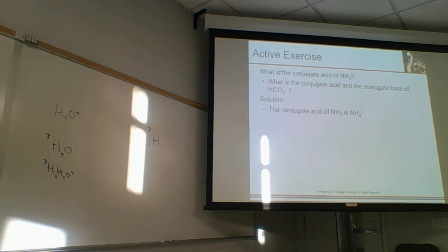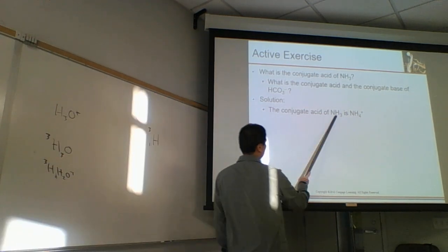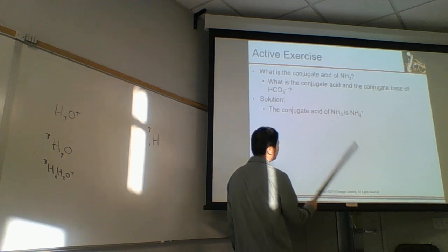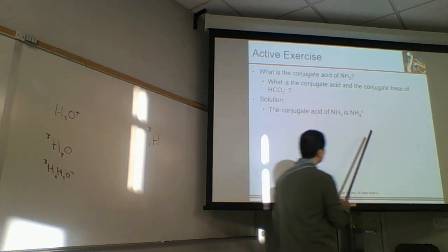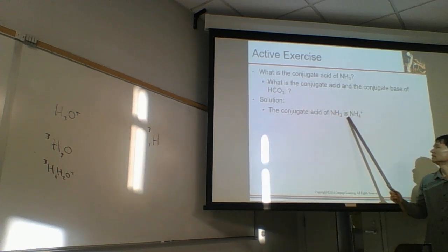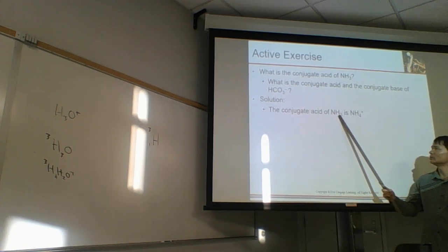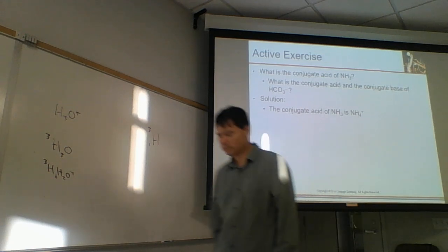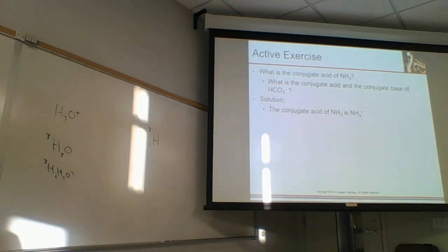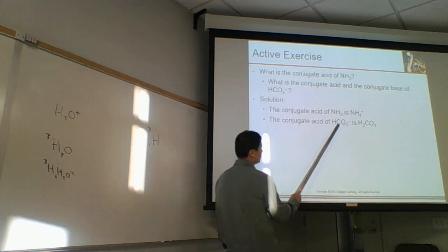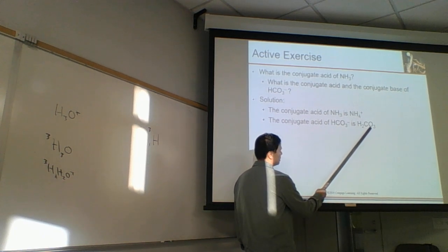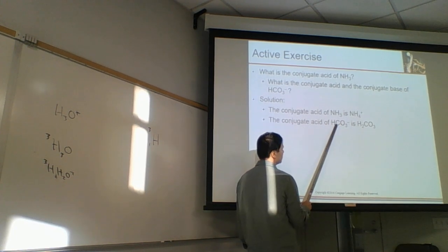This is called a conjugate acid-base pair. The acid ammonium, the base ammonia. And so the way we read this is the conjugate acid of ammonia is ammonium. Or we could say that the conjugate base of ammonium is ammonia. They're just conjugate pairs. Same thing here. The conjugate acid of bicarbonate is carbonic acid. The conjugate base of carbonic acid is bicarbonate.